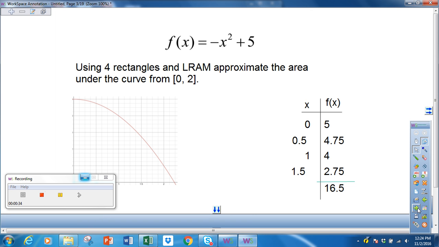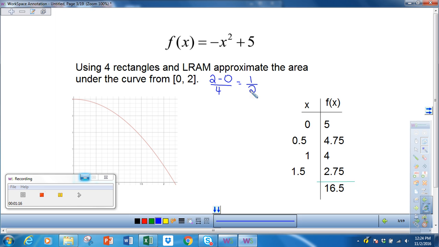Okay, so we're going to start with the function y equals negative x squared plus 5. And in this example, we want to use a left-hand Riemann sum. We're going to use 4 rectangles. So in order to determine the size of my rectangles, if I want to go from 0 to 2, I have to start by finding the width of my rectangles. So in this case, it's going to be 2 minus 0 divided by 4, because I want equal size rectangles, and I'm going from 0 to 2, so each side of my rectangle will be a half.